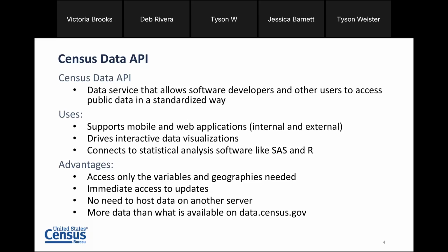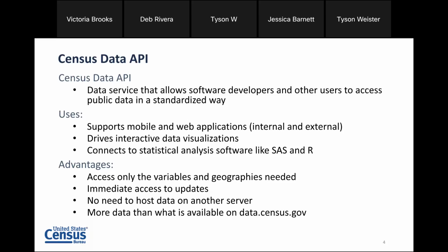Advantages of the API: it allows you to access only the variables and geographies you need without having to download bulk files or full tables, and just extract the data you need from those large downloads. You also get immediate access to updates from the API. If an update were made, you would be requesting that information in real time rather than downloading it once, storing it on your computer, and accessing that downloaded data.